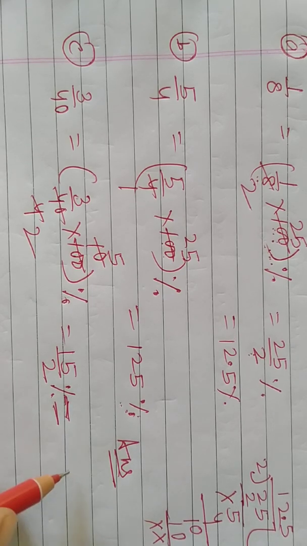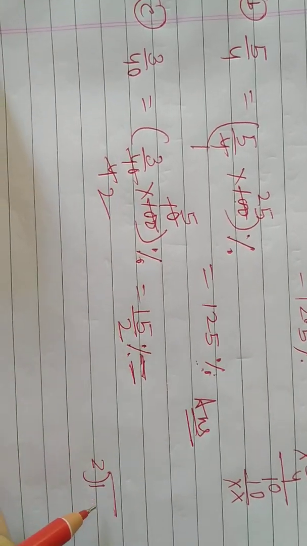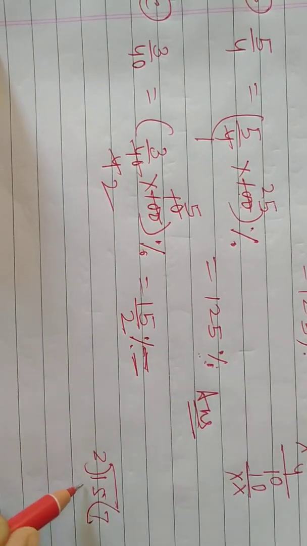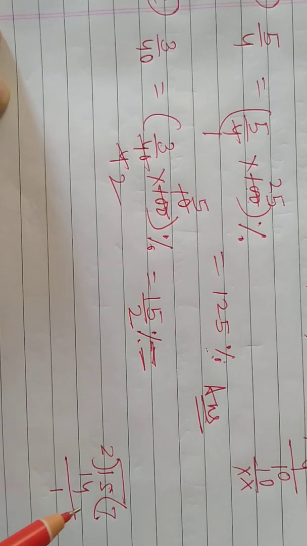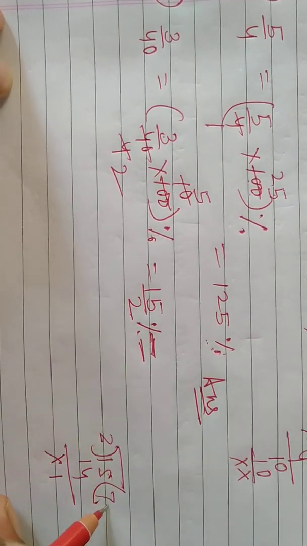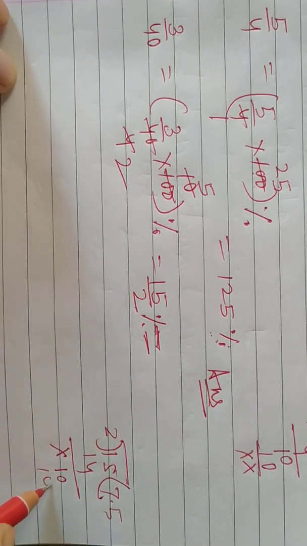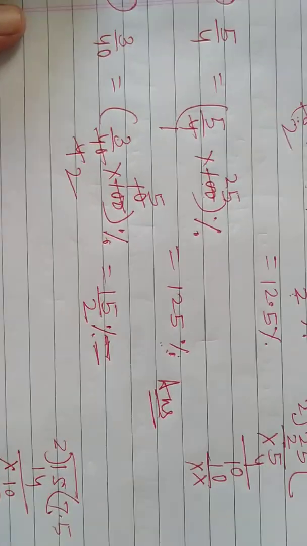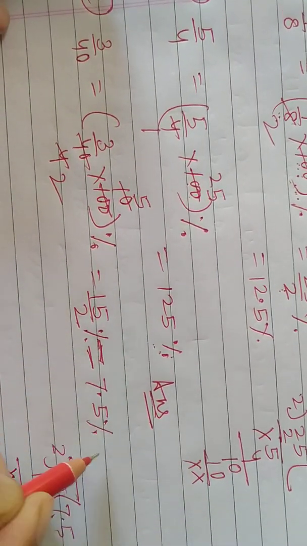Same. Divide it. 15, 2 sevens are 14. 5 minus 4 is 1. 1 1 cancel. Put a point here and write 10. 2 fives are 10. Cancel. So what is the answer? 7.5% is the answer.